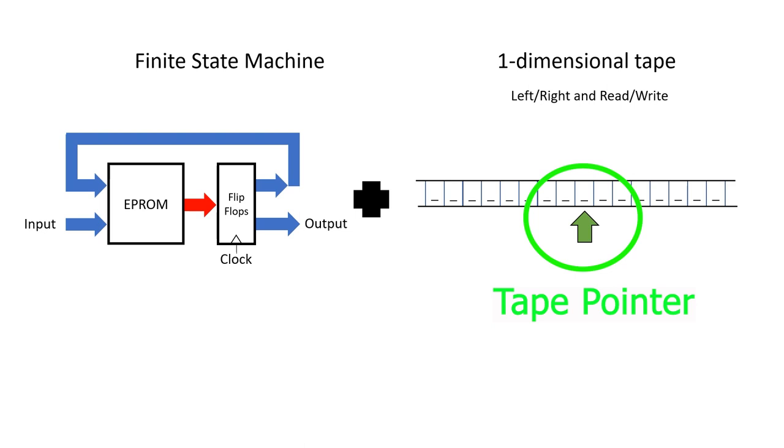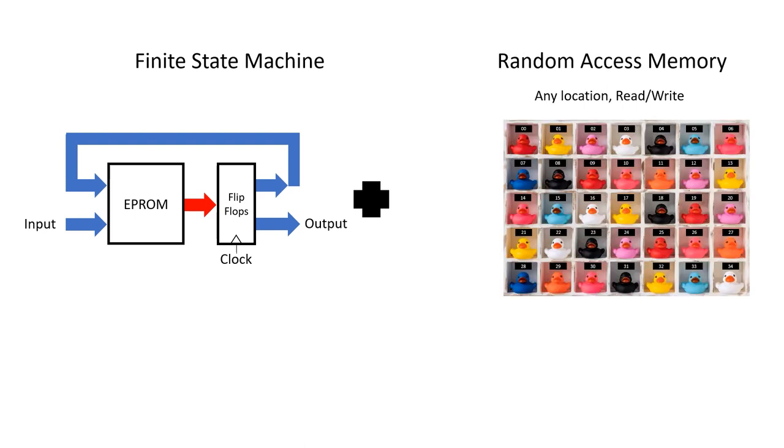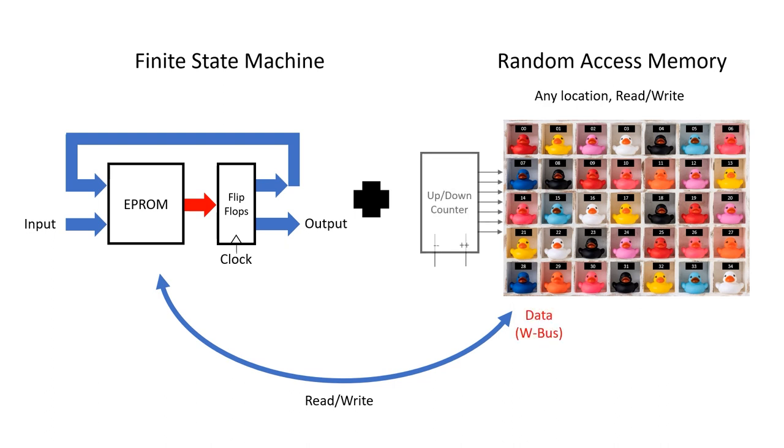This just points to the box we're interested in, and I'm only allowed to increment it or decrement it by one each time. I want to be able to read and write from the memory, so I'm going to connect the data lines up to the W bus, whereas I connect the address lines to this up-down counter. This is now my tape pointer.